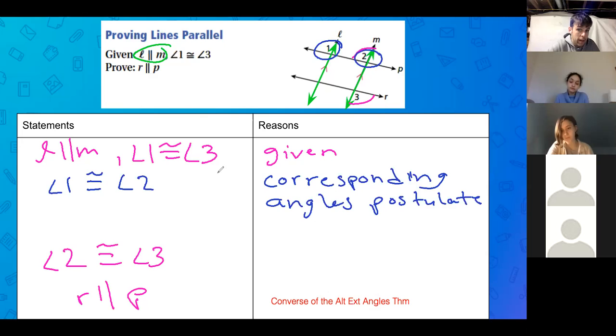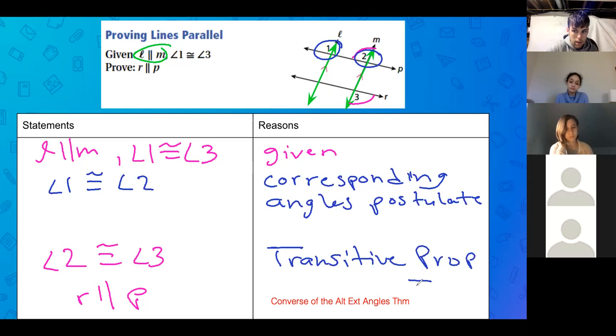All right, now we've created our chain, right? We have that angle 2 is congruent to 1, angle 1 is congruent to 3. So we created that chain between 2 and 3. So we are able to state this using the transitive property of congruence, and our proof's done.